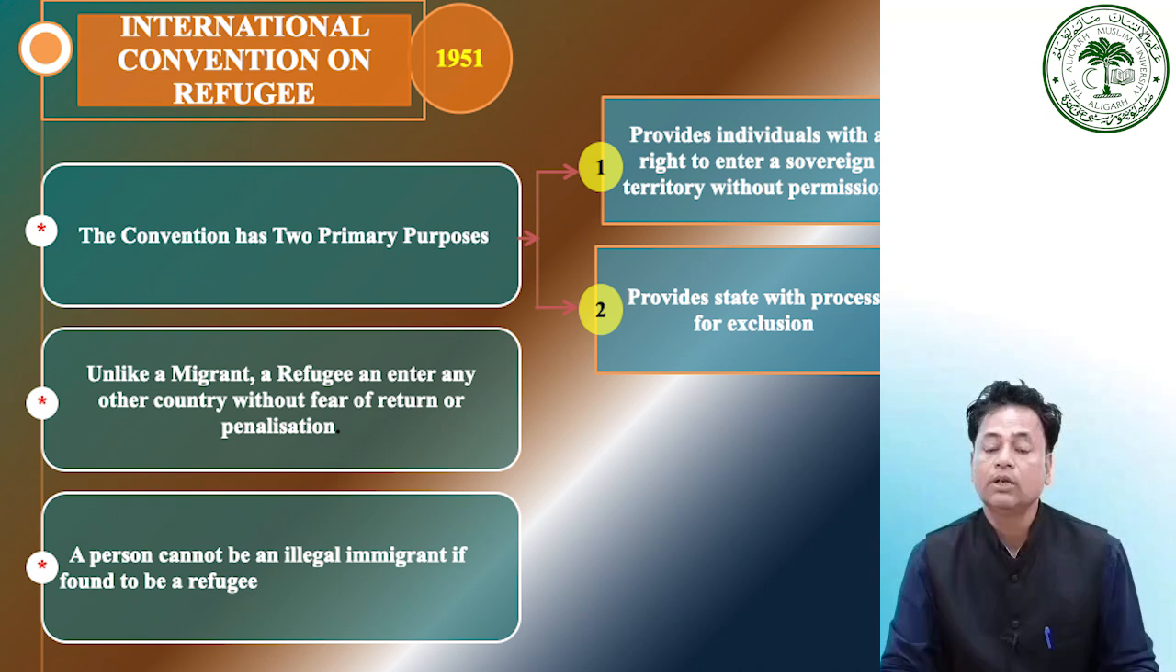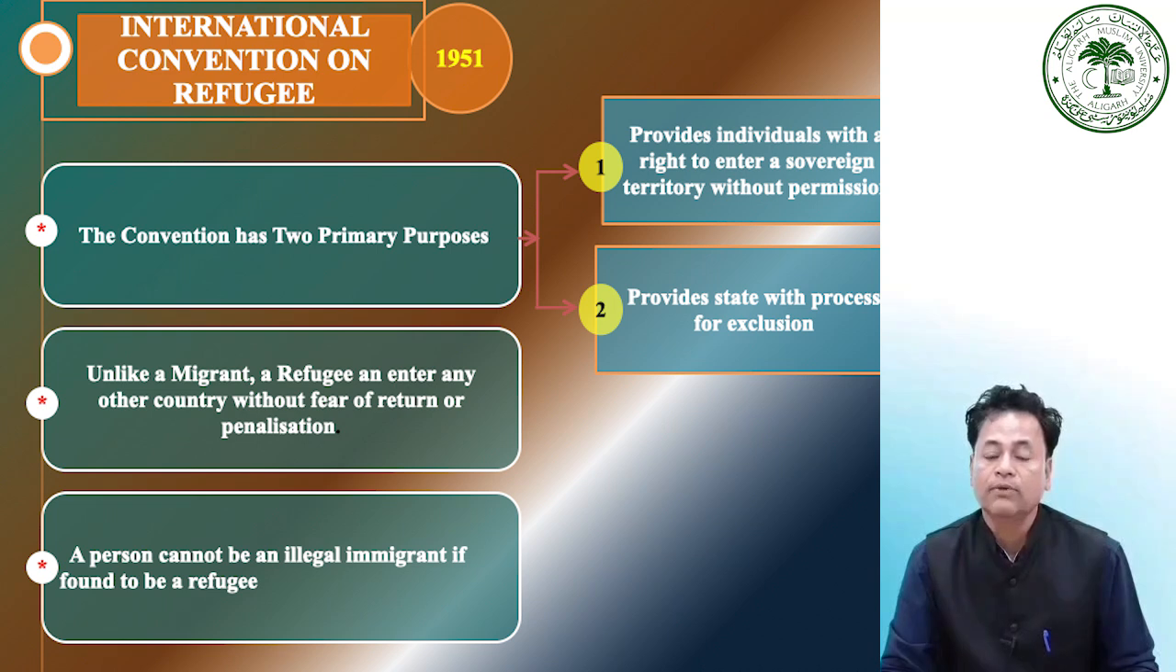The 1951 Convention relating to the status of refugees has two primary purposes. The first is to provide individuals with the right to enter a sovereign territory without permission. So the first right under the convention is that you can enter into other countries' territory without permission because of your extraordinary circumstances. So that is one right they have under the convention.